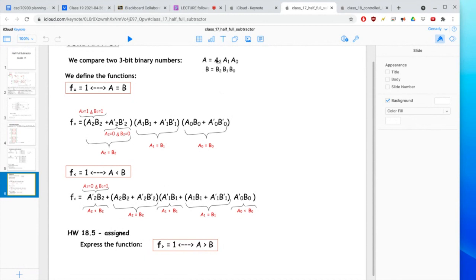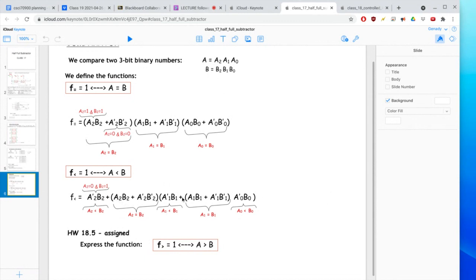As I said, if we're looking for A to be less than B, the quickest thing is that A2 is less than B2. But only if A2 is equal to B2 do we want to keep going. If A2 is greater than B2, then we don't need to keep going.